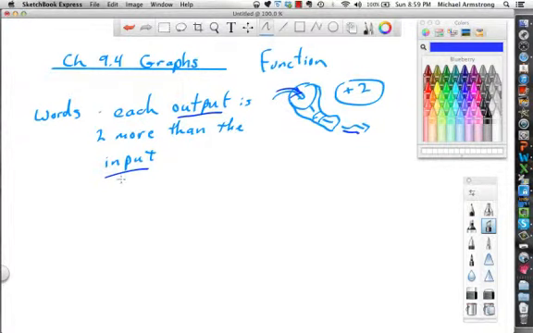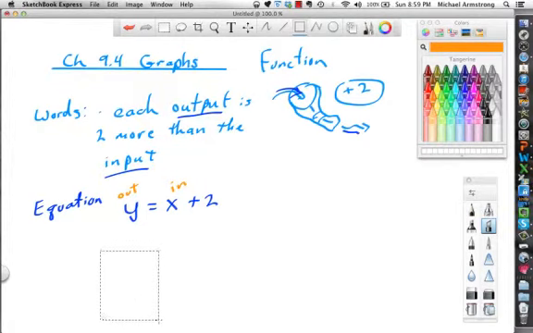If we can put that in an equation, so we have words, then we have an equation. The equation might look like y equals x plus 2, where the x is the input and the y is the output. We could put that together in a chart. There's a couple of ways to do it, and we've done it several ways.